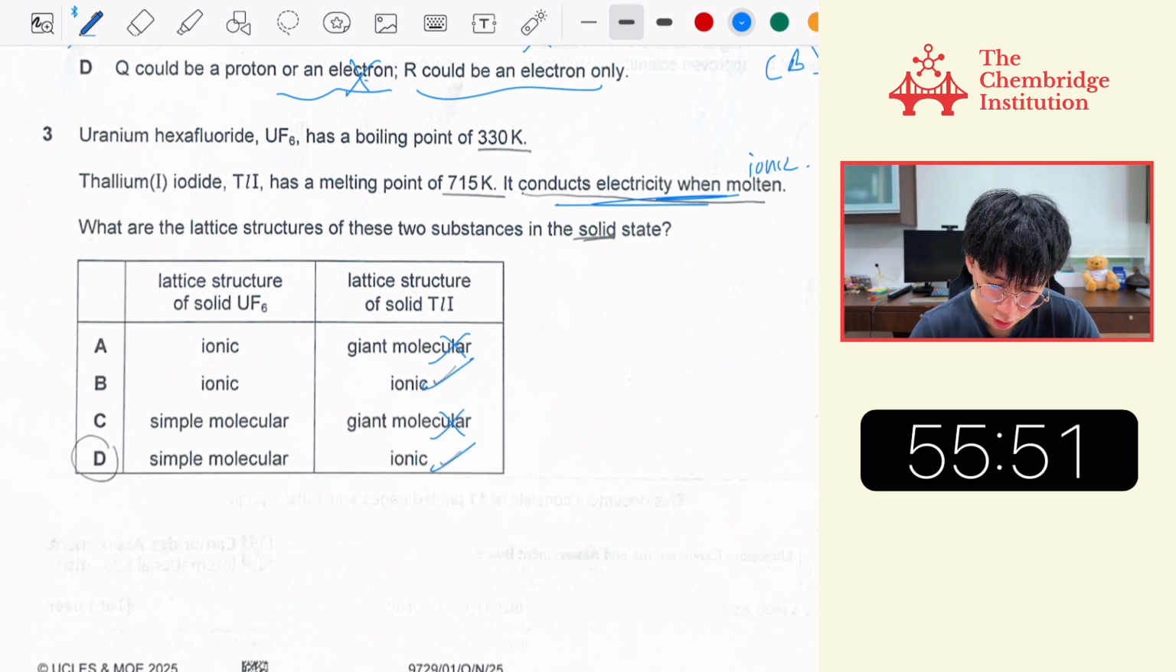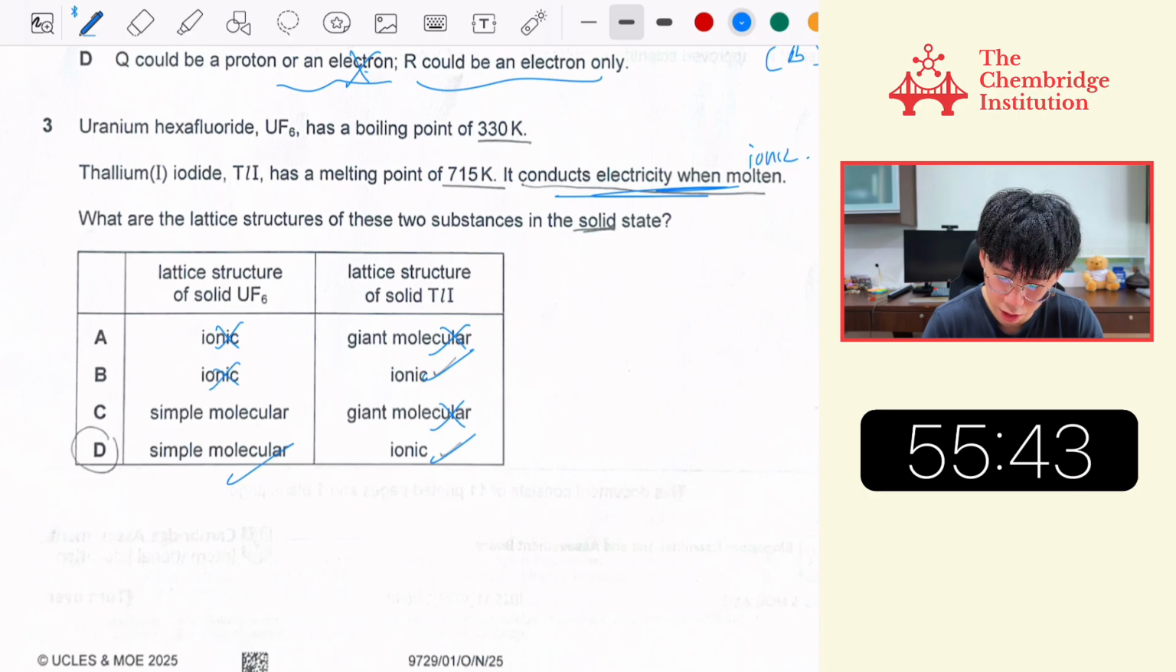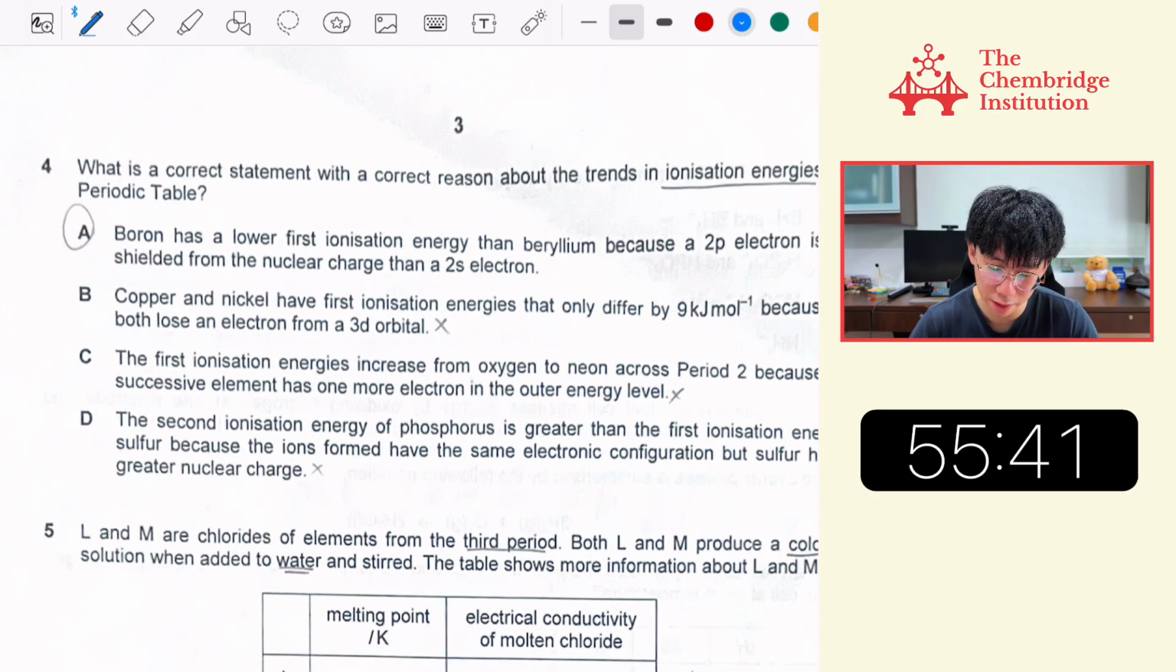And then for UF6, it has a boiling point of 330K, so it confirms it cannot be ionic, so it has to be a simple molecular structure over here. So the answer is D. Okay, this is how you save time in the exam.